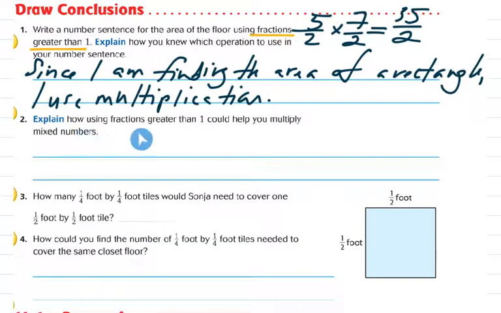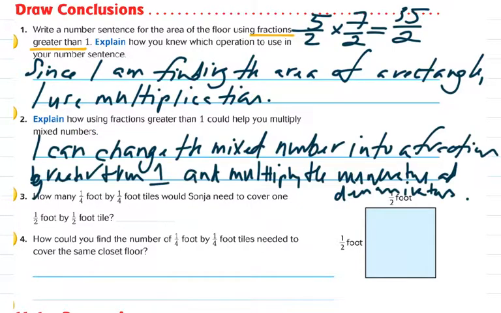Explain how using fractions greater than 1 could help you multiply mixed numbers. So what we would say is I can change the mixed number into improper fractions, as we did up here, greater than 1, and then multiply the numerators across and multiply the denominators. Number 3, how many 1/4 by 1/4 tiles would Sonia need to cover a foot by a foot tile? So we know that for a 1/2 tile, we need twice as many. So if we took 2 times 2, we would get 4 tiles.